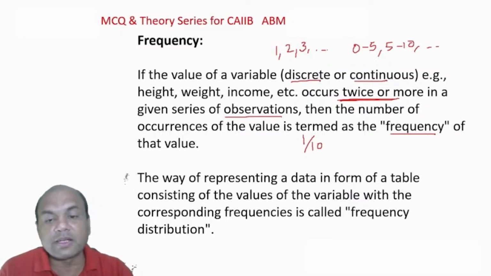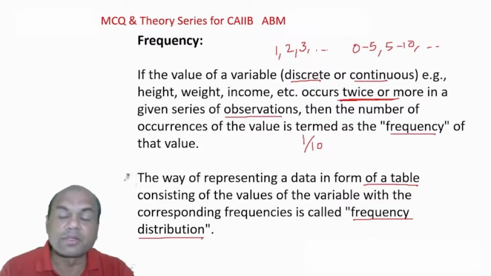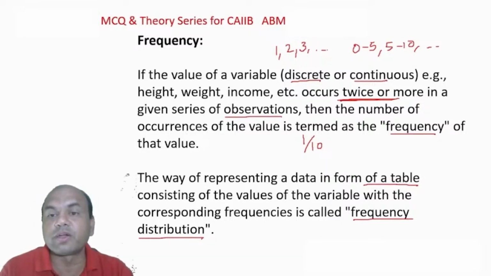The way of representing data in the form of a table consisting of values of a variable with the corresponding frequencies is called frequency distribution. What is distribution? The way of representing the data in the form of a table. Here, suppose I take 0 to 5, 5 to 10, 10 to 15 and so on. When I make the table out of this, this is known as my class and this is known as my frequency.